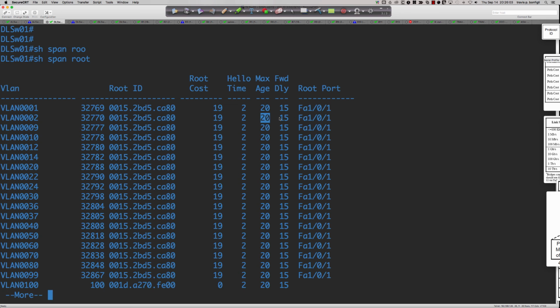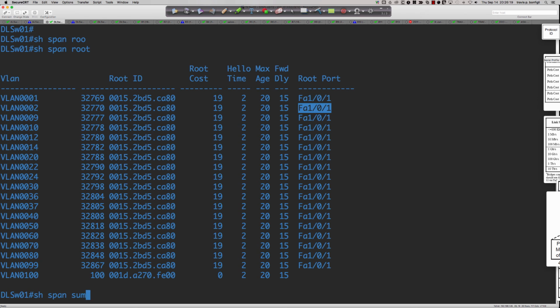And then we've got our forwarding delay. How long are we waiting to go from learning to forwarding? And then out which port can I get to the root bridge? So again, show spanning tree root is a great command. Show spanning tree summary here.